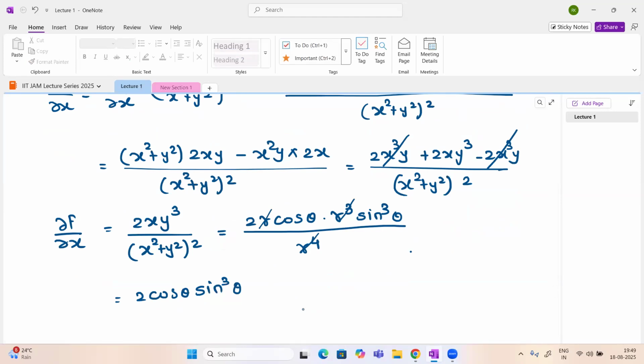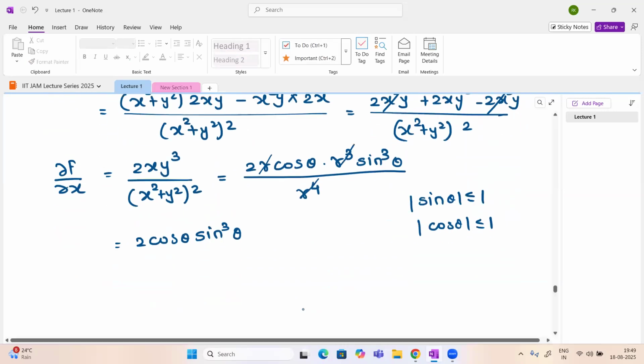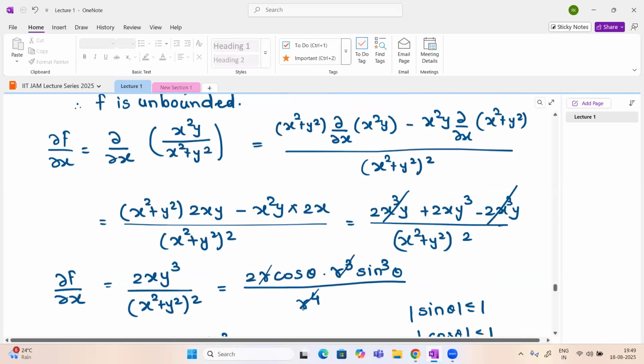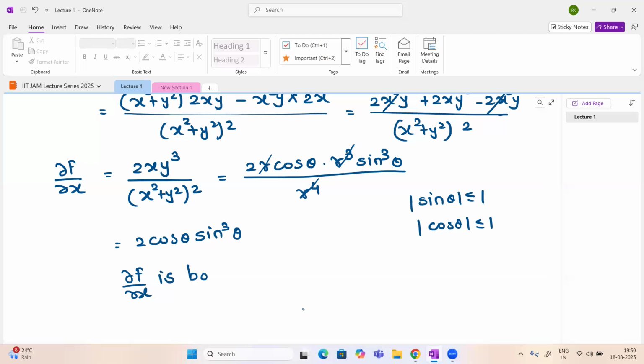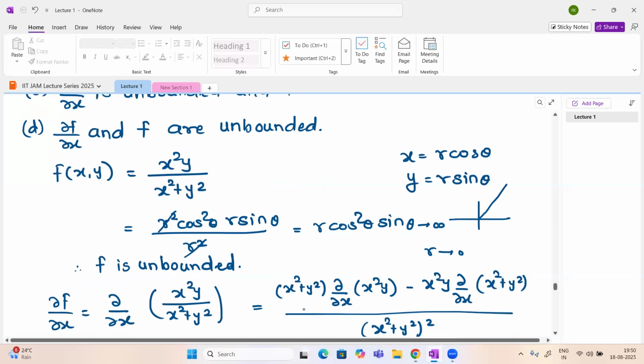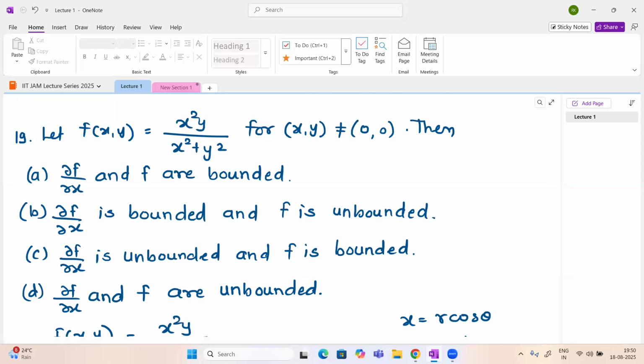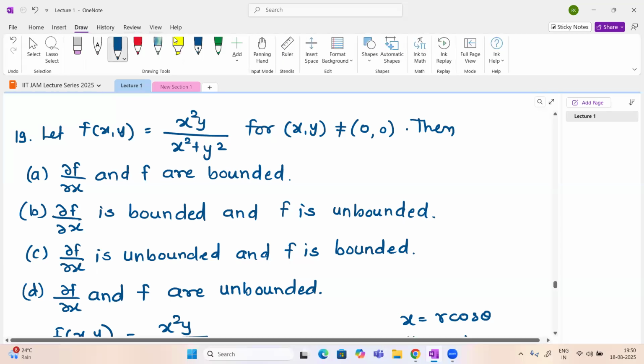Okay, so do you know this fact? Mod sin theta is always less than or equal to 1, and mod cos theta is always less than or equal to 1. So that's why definitely it is bounded. So that means what we got? f is unbounded, but the partial derivative with respect to x is bounded. This is our conclusion. The function is unbounded, but its partial derivative with respect to x is bounded. So tell me the correct option. Option B. Option B is correct.